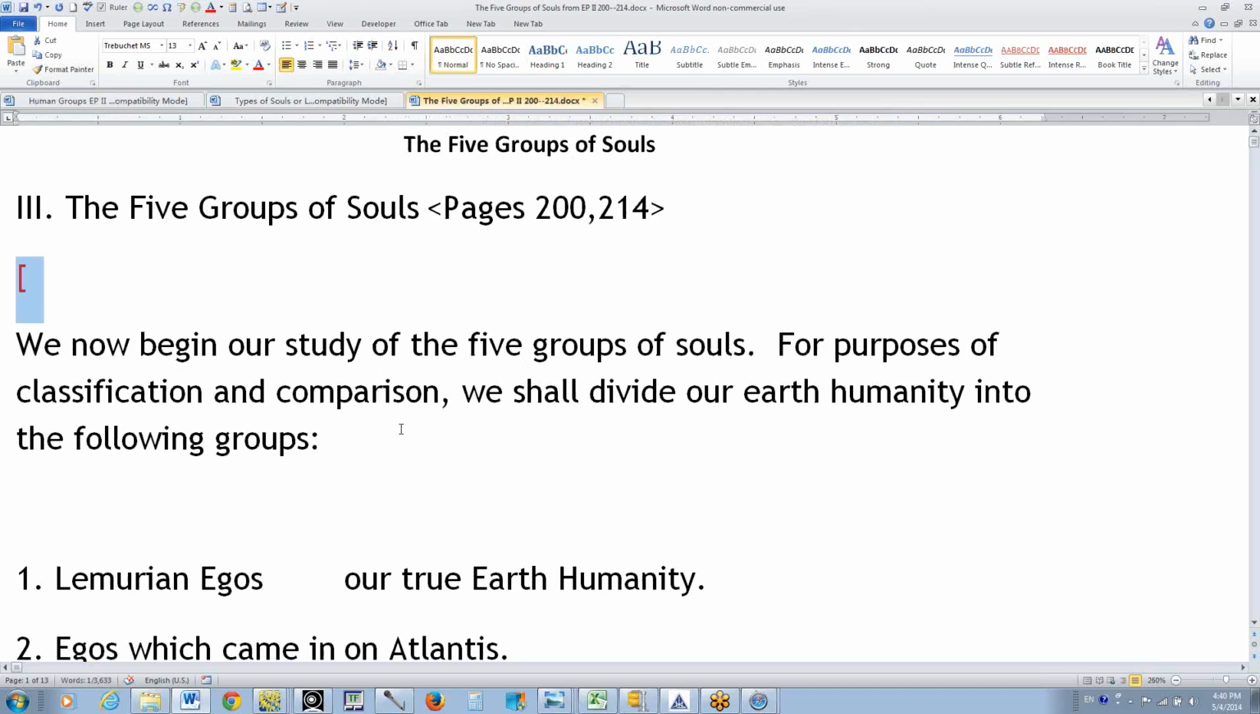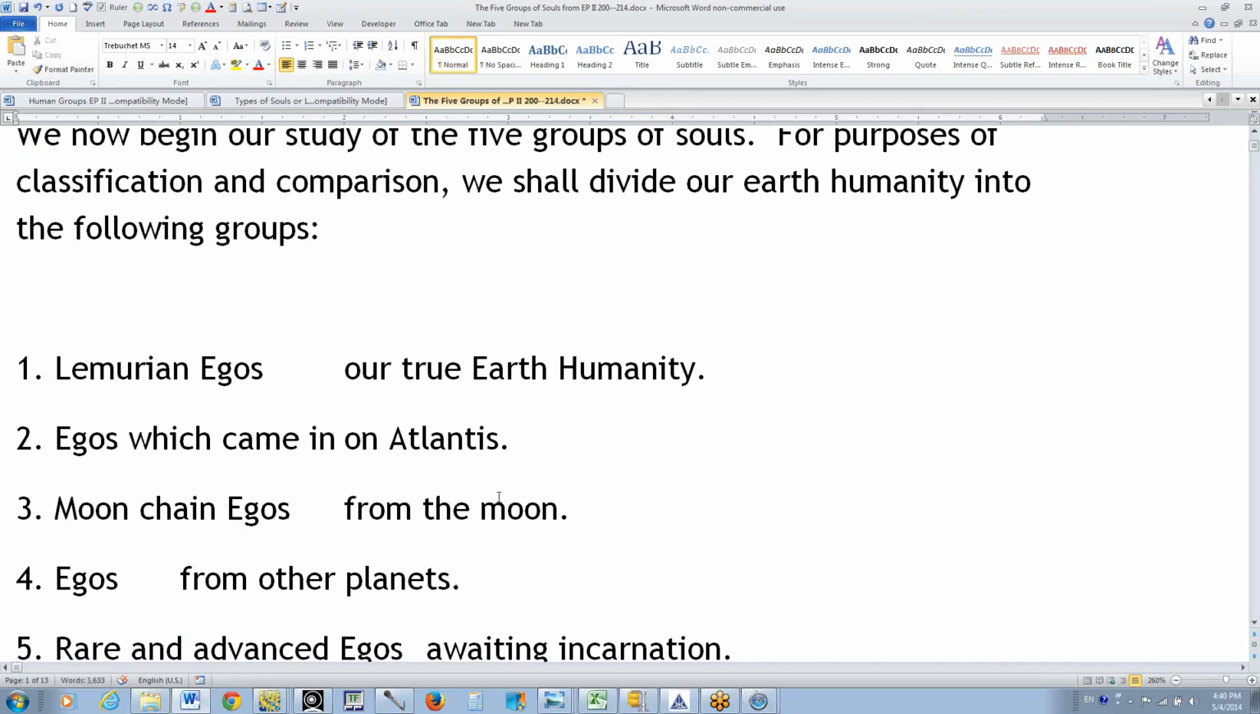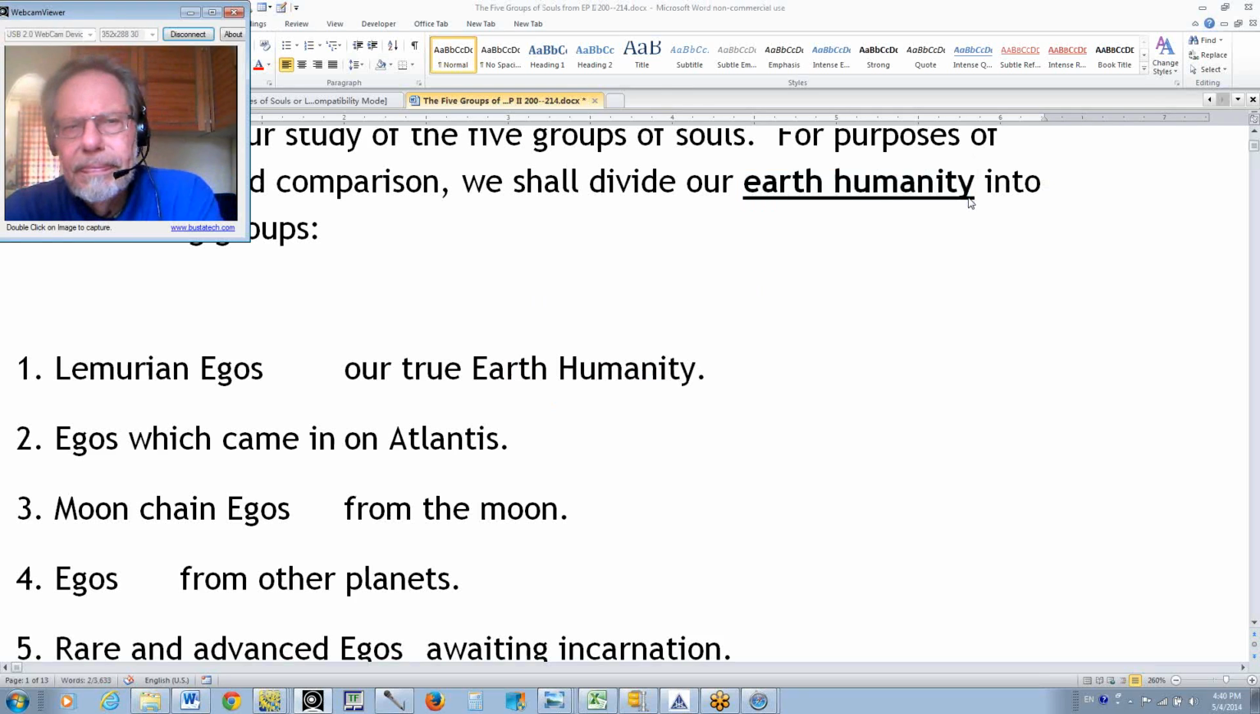Okay, we now begin our study of the 5 groups of souls. For purposes of classification and comparison, we can divide our Earth humanity into the following groups. And notice he talks about Earth humanity here, but he doesn't mean necessarily humanity that originated on the Earth scheme, or in the Earth chain, rather, in the Earth chain. In fact, sometimes the word Earth humanity relates precisely to those who individualized on our globe and in the Earth chain, but here he is talking about those who are currently on our planet, whatever their origin might have been.